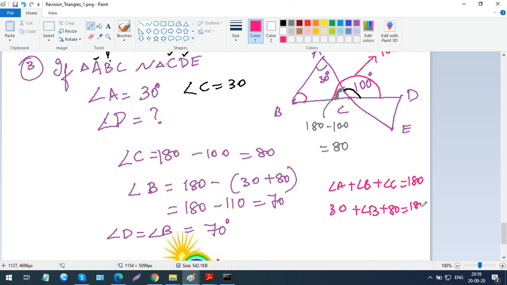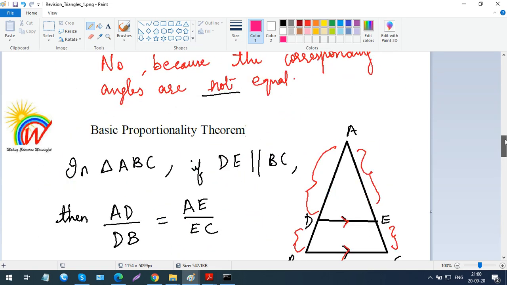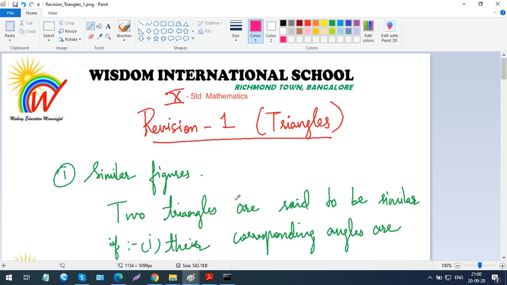So 30 plus 80 is how much? 110 plus angle B is equal to 180. So angle B is equal to 180 minus 110, which is equal to 70. So if angle B is 70, angle D will also be 70, because both are corresponding in the middle, right? So that's what they're asking you to find. So this will be 70 and this will be 30 and this will be 80. Okay. So now this was the first page of your triangles revision. You have one more page, so let's just continue with that.